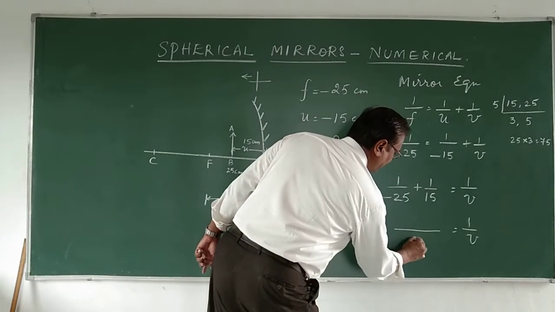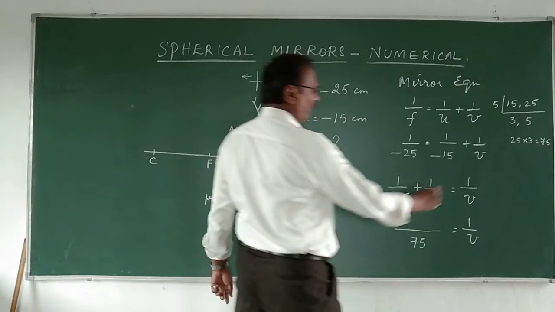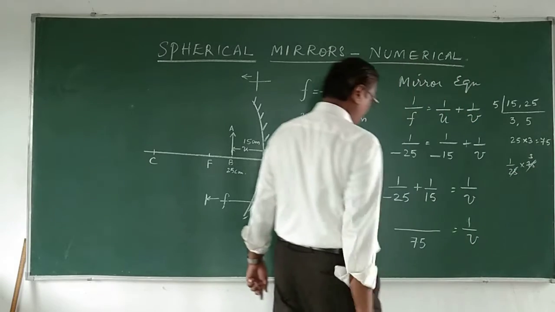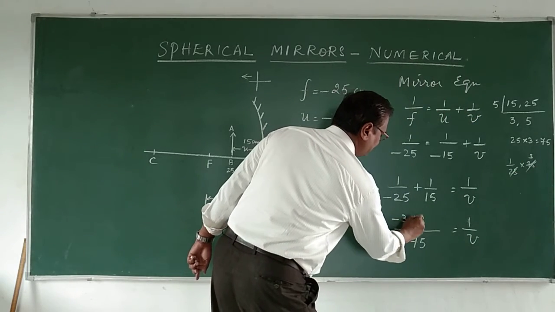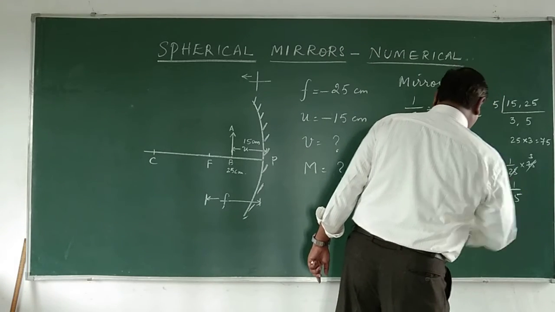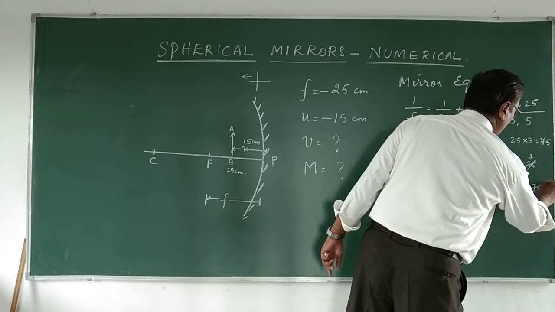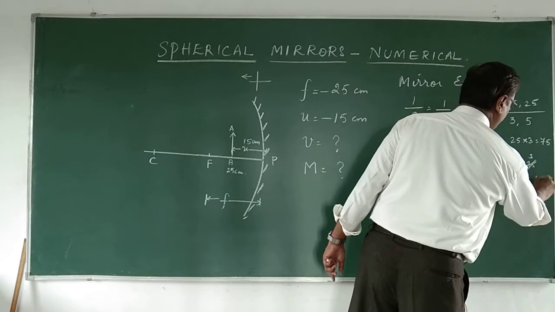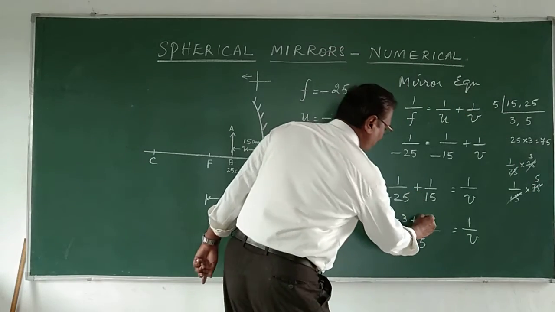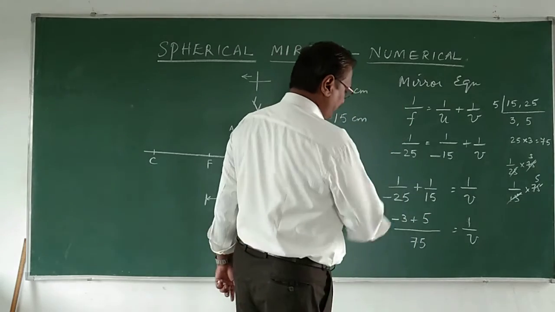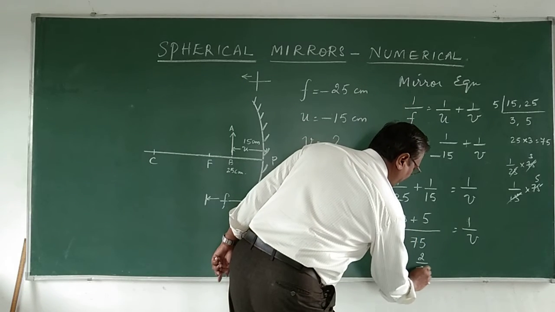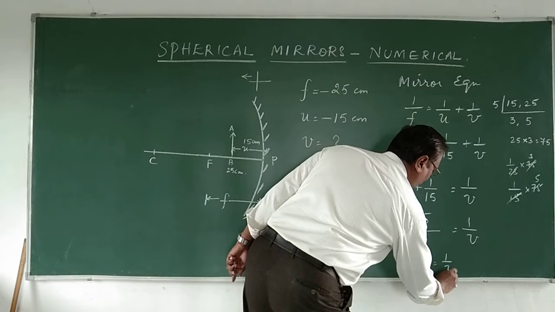So let me take the LCM as 75. So 1 upon 25 into 75, how many times? 3 times it is going. So minus sign is there, minus 3 plus 1 upon 15 multiplied by 75 once again. I think this goes 5 times, 5 5s are 25, then 5, yes, 5 times. But there is a plus sign, so plus 5 I have taken. Okay, that's good. Now we have done this much. That is 5 minus 3, that is 2. 2 divided by 75 is equal to 1 upon v.